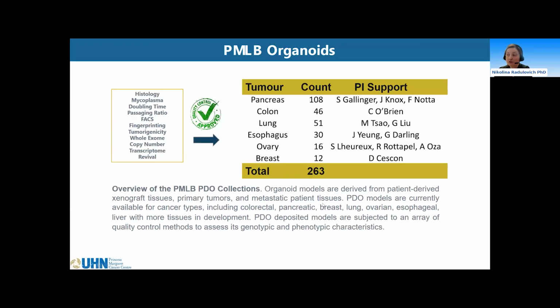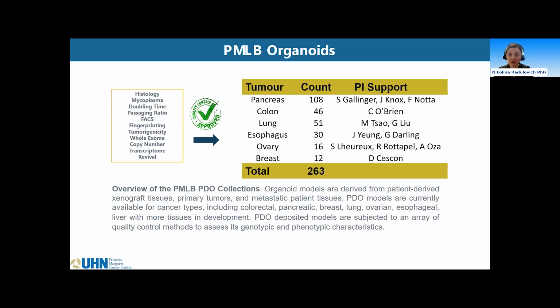So this is our inventory. This is basically our collection. All of the models are long-term organoid models, and all of them have the quality control approved, which means all the tests that I mentioned before, these models have passed. So we currently have 263 right now, probably even close to 300. I would say that we bank 50 long-term organoid models a year.